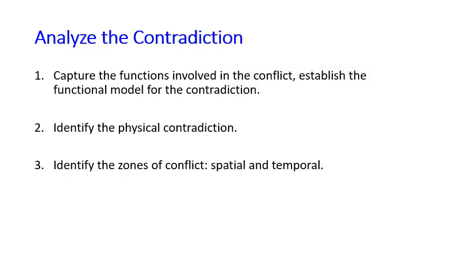To analyze the contradiction, we need these three steps. First, capture the functions. You can use functional models. Second, identify the physical contradiction. Third, identify the zones of the conflict. Is it spatial or is it temporal? Spatial means it is related to space. Temporal means it is related to time.